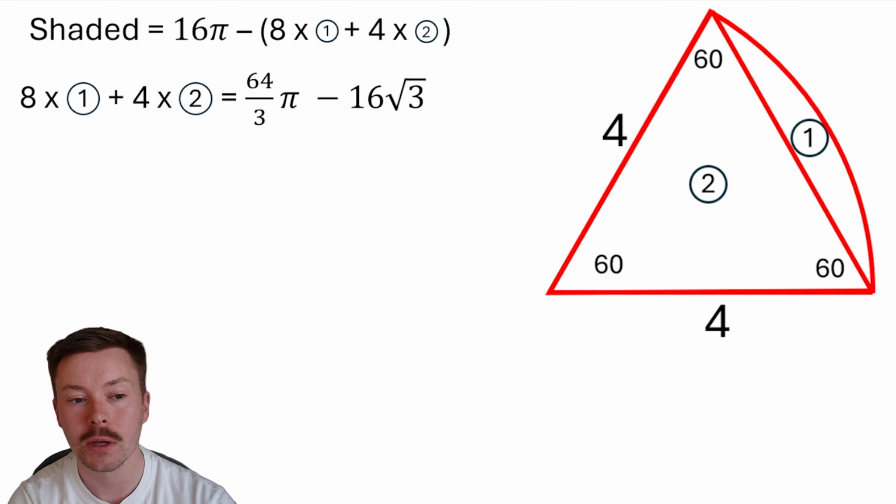We can then simplify that by doing 16 take away 64 over 3 for the 2 pi terms. And that will give us a final answer for the exact value of 16 root 3 minus 16 over 3 pi centimetres squared. It's a pretty nice answer to this problem.